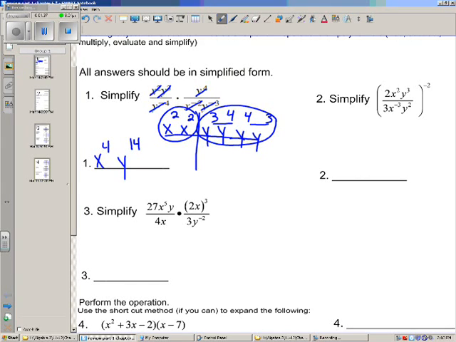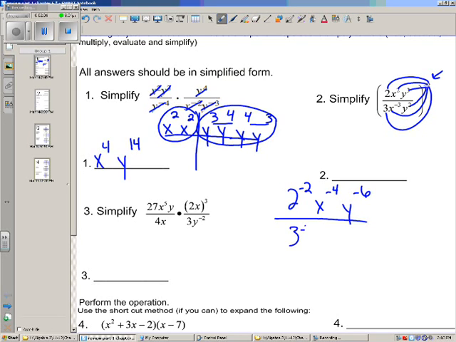Moving on to problem 2, if you notice we have an exponent on the outside of the parentheses. This is when we do have to worry, because this negative exponent is going to distribute to everything in there on the top and on the bottom. So that's what I'm going to do first. So when I do that first, I get 2 to the negative second, I get x to the negative 4, and I get y to the negative 6. And then in my denominator, I get 3 to the negative second, x to the negative 6, and then y to the negative 4th.